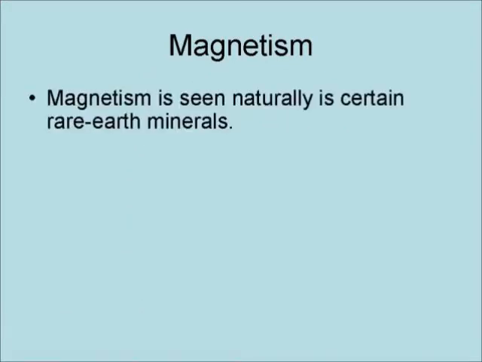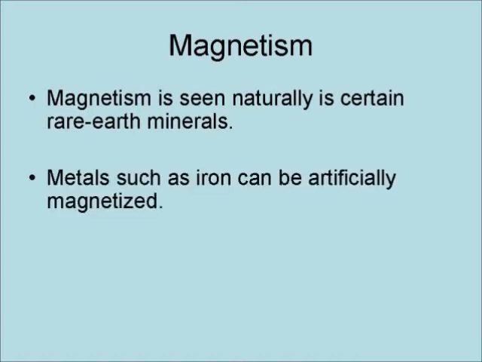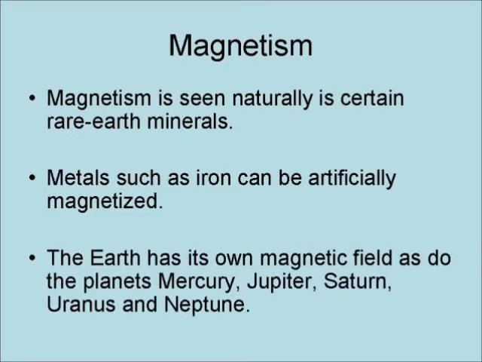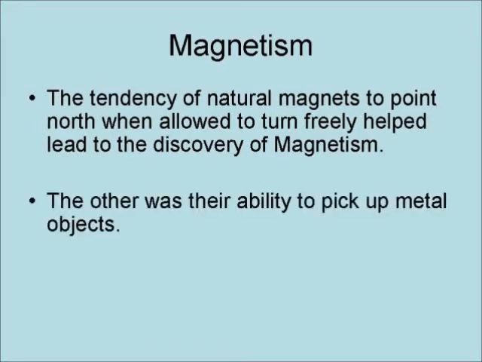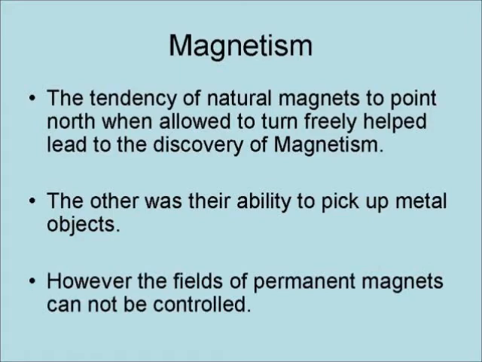Magnetism is seen naturally in certain rare earth minerals. Ferromagnetic metals such as iron can be artificially magnetized. The Earth has its own magnetic field, as do the planets Mercury, Jupiter, Saturn, Uranus, and Neptune. The tendency of natural magnets to point north, when allowed to turn freely, helped lead to the discovery of magnetism. The other was their ability to pick up metal objects. However, the fields of permanent magnets cannot be controlled.